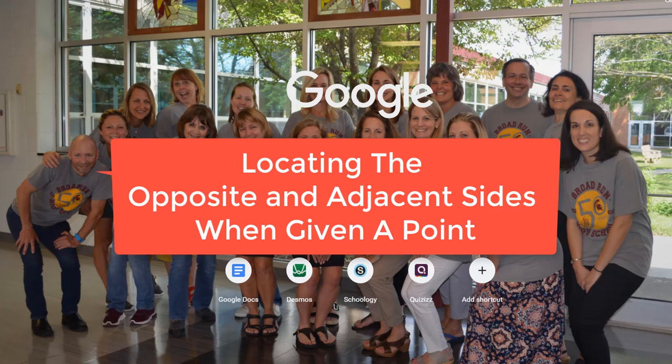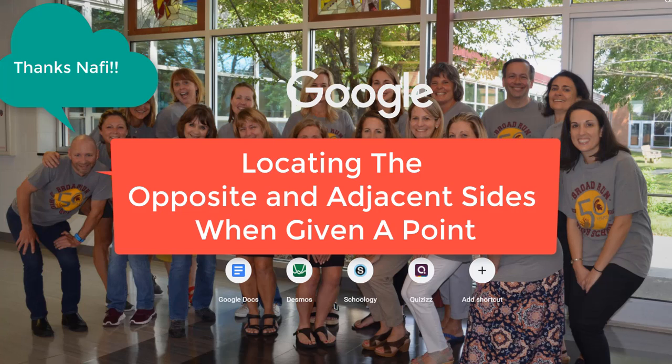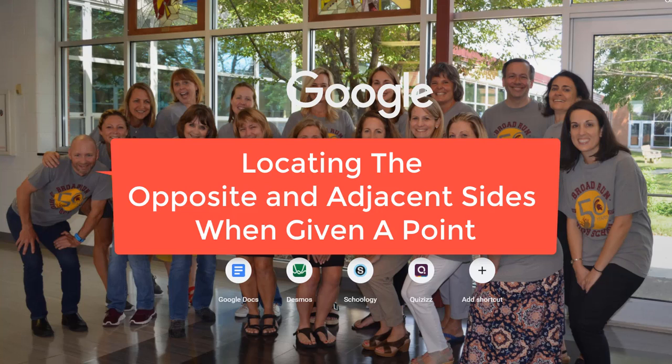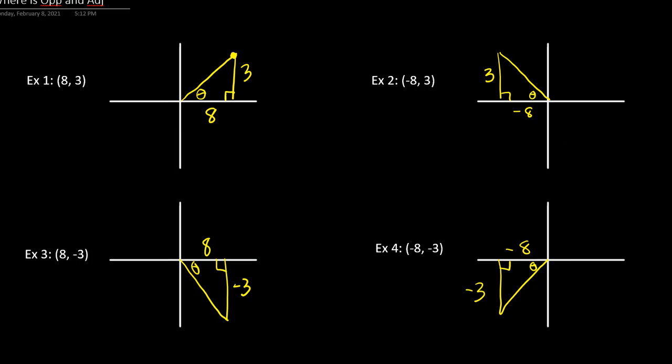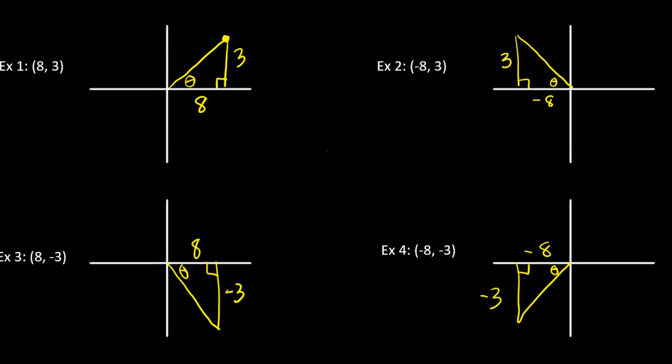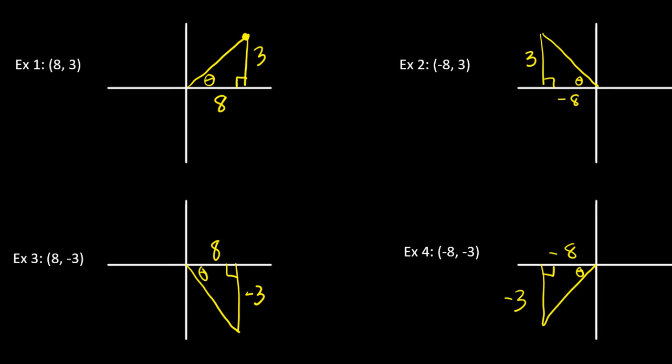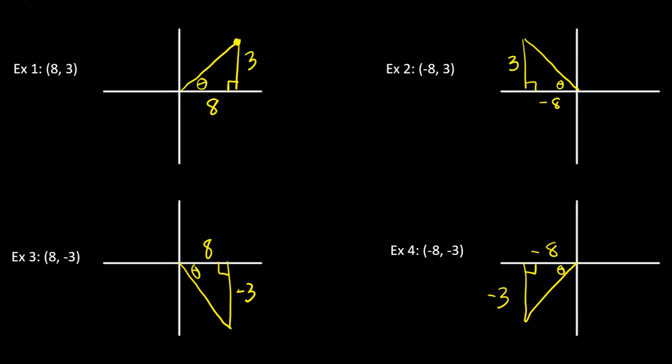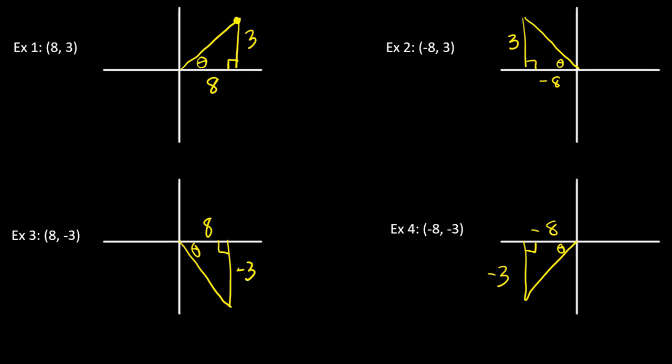So in today's video, Mr. Muscarella is going to show you guys how to figure out, when you're given an XY point on the coordinate plane, which sides are the opposite ones and which sides are the adjacent ones. We're going to look at some examples similar to what we did in the last video. If we take a look at these problems from last time, I want you to notice a couple of things.